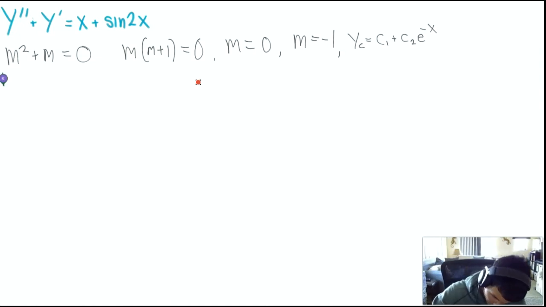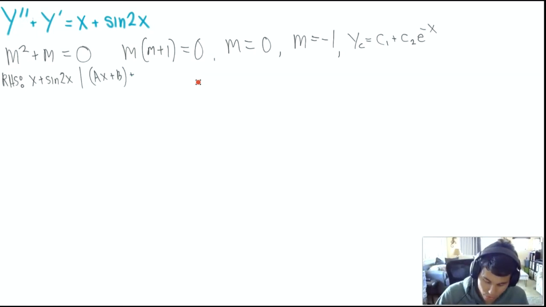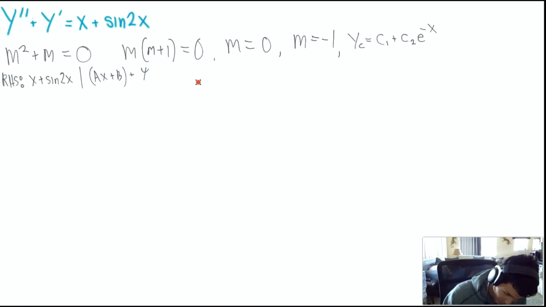So our right-hand side, that is x plus sine 2x. And yeah, this is a polynomial plus a trig function. So we could resemble it as ax plus b. And okay, now for coefficients, the next few things I'm gonna write, I'm gonna make them this, cosine 2x and lambda sine 2x.